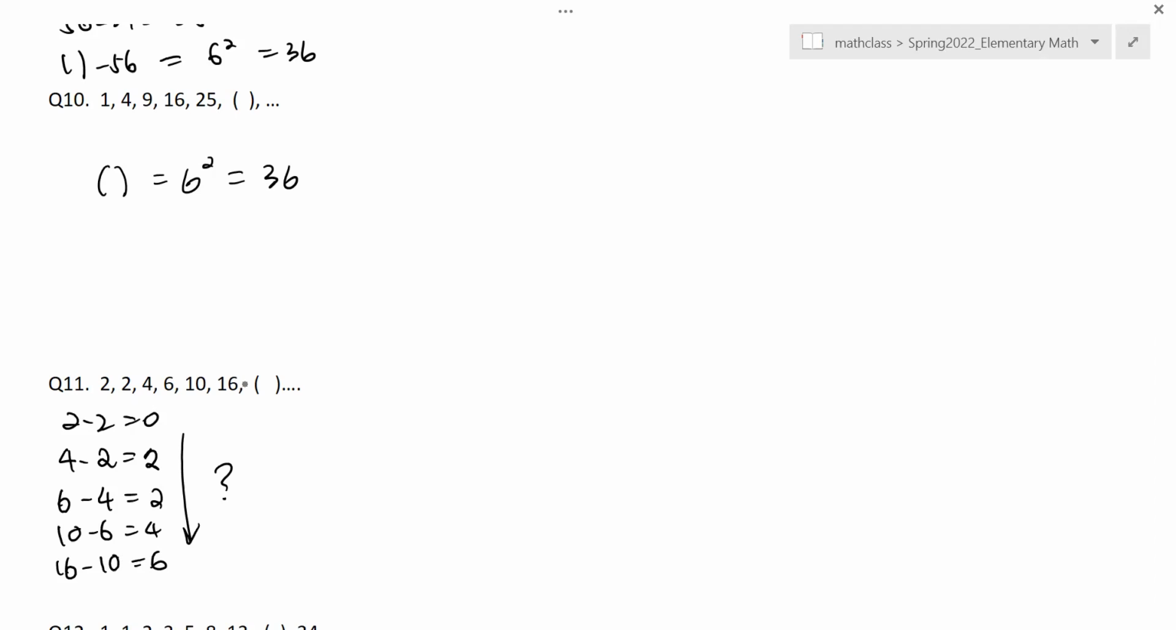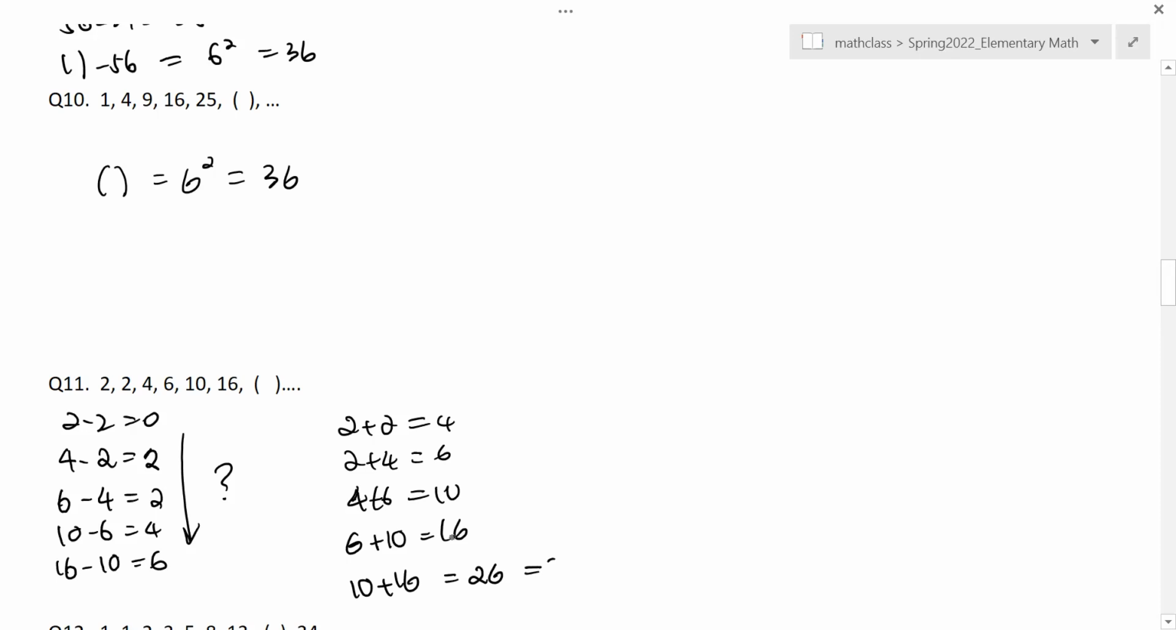But try different ways, and you will see that 2 plus 2 is 4, the sum of two previous terms. 2 plus 4 is 6. 4 plus 6 you get 10. 6 plus 10 you get 16. So what is the next term? 10 plus 16 should be the next term, which is 26. So that is the answer for the problem. Maybe you can find different ways to get the sequence of numbers.